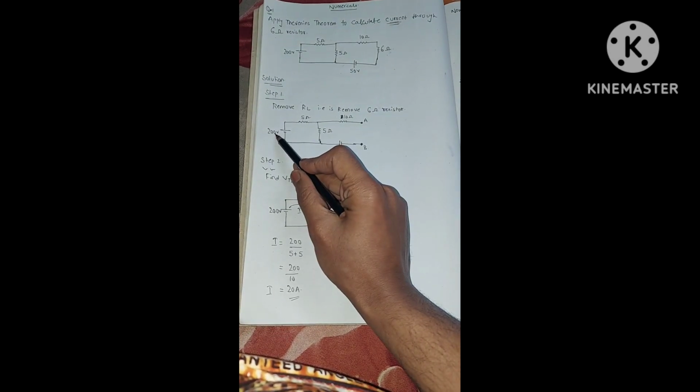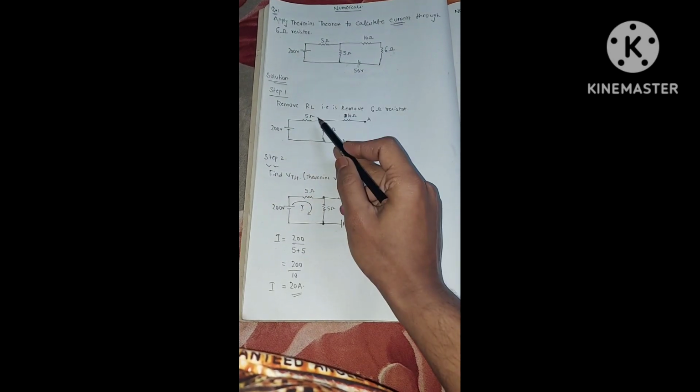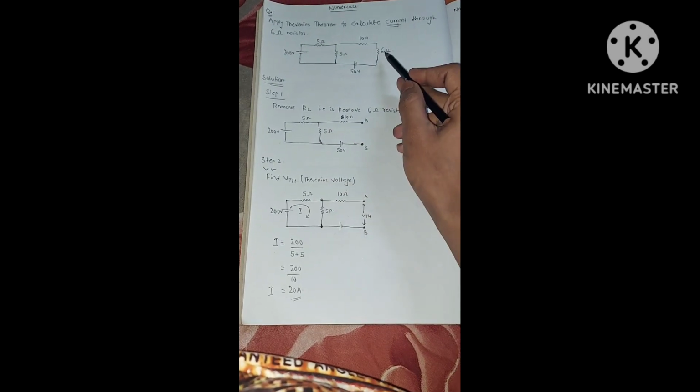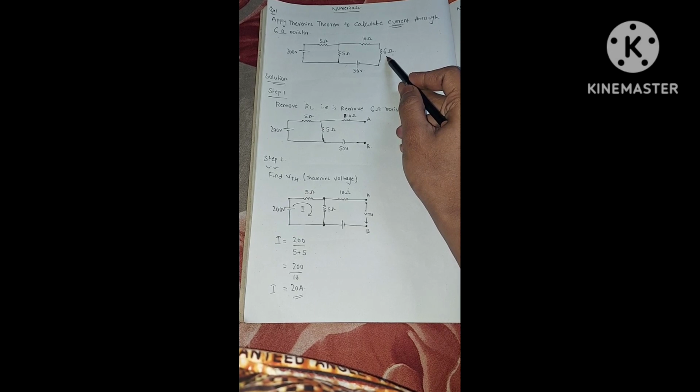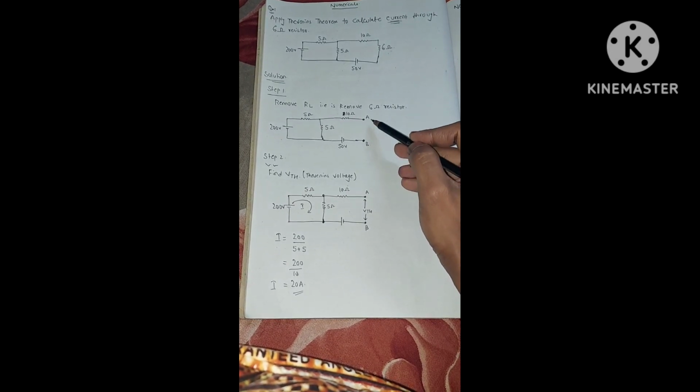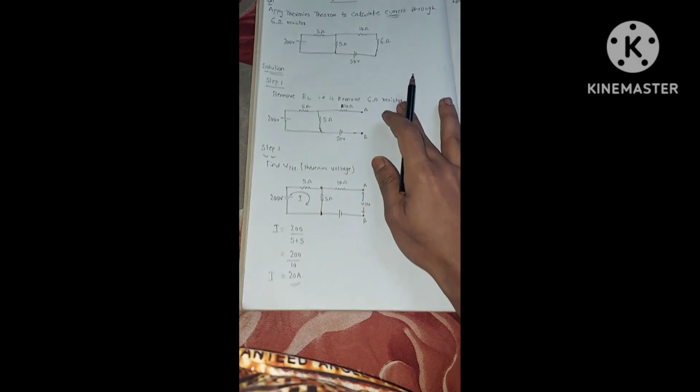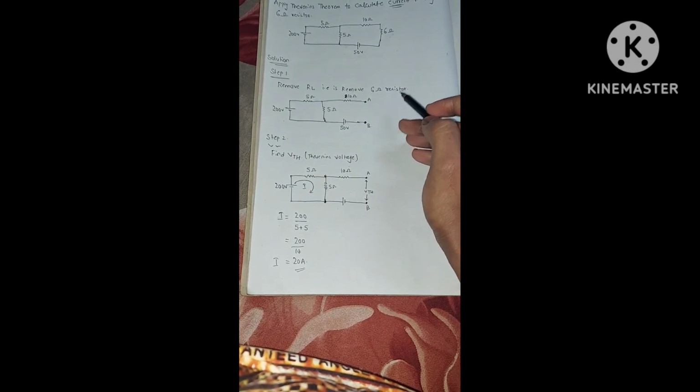The moment you remove it, the 200 volts is there, a 5 ohm is there, another 5 ohm is there, the 50 volt supply is there, and the 10 ohm is there. Only RL, the 6 ohm resistor, is removed. This circuit will become an open circuit across A and B. Step 1 is complete, 1 mark.